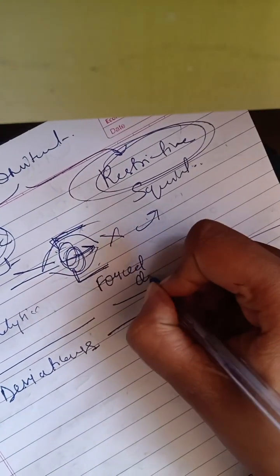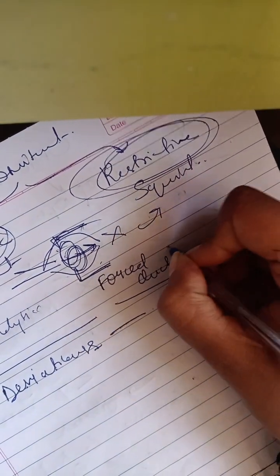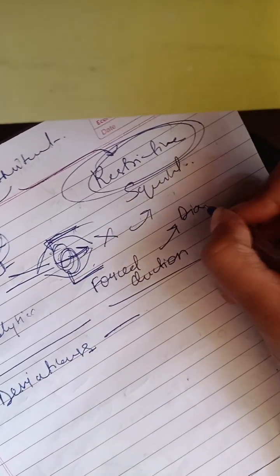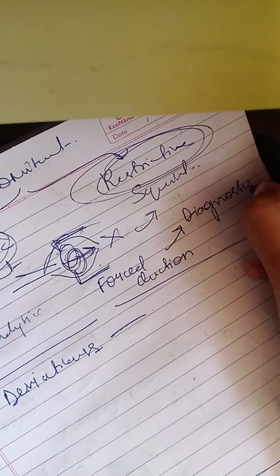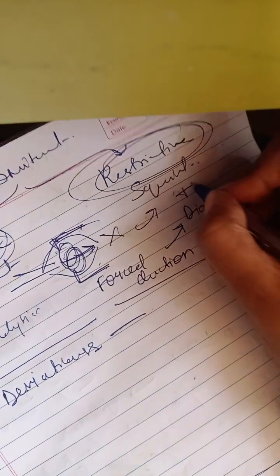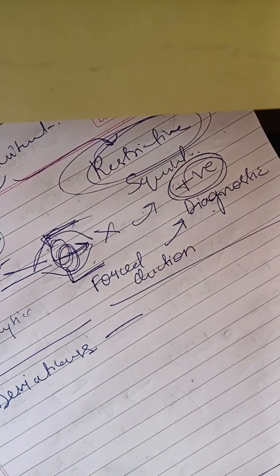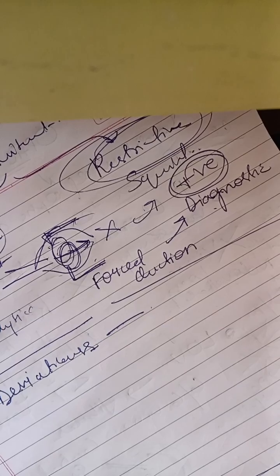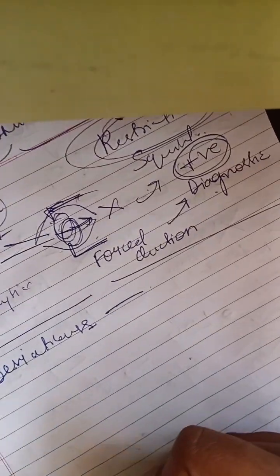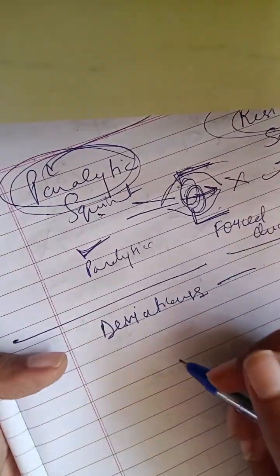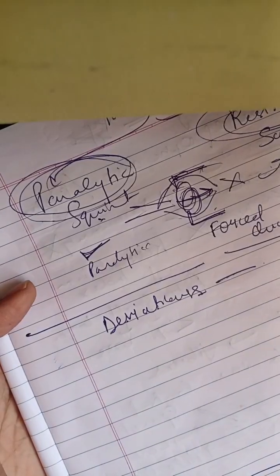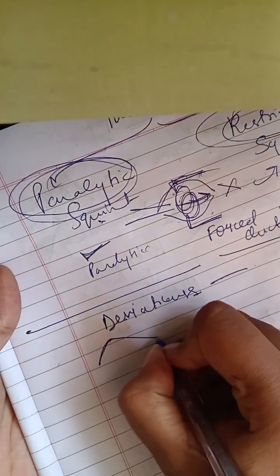The forced duction test is basically diagnostic of restrictive squint. If the eye does not move, then this test is positive. Then we come to different kinds of deviations and what they are called.